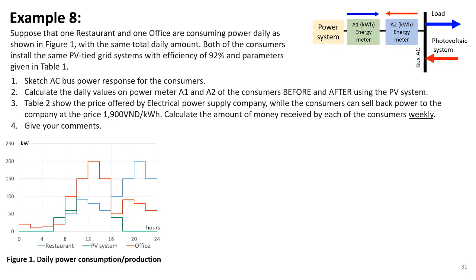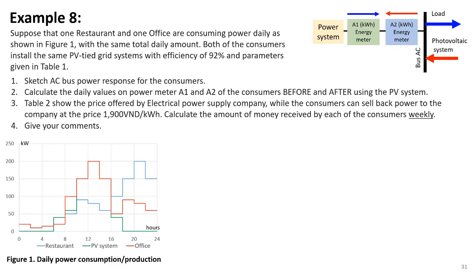Assuming that they have the same daily total power demand and are using exactly the same PV systems with converting efficiency 92%. You are asked to calculate and draw the power flow on bus DC for each of the customers. Next, you need to calculate the total power values shown on meters A1, the buying meter, and A2, the selling meter, with and without the participation of a PV system. Next, you have to find out the financial benefit of each of the customers to finally comment which customer is more benefited.